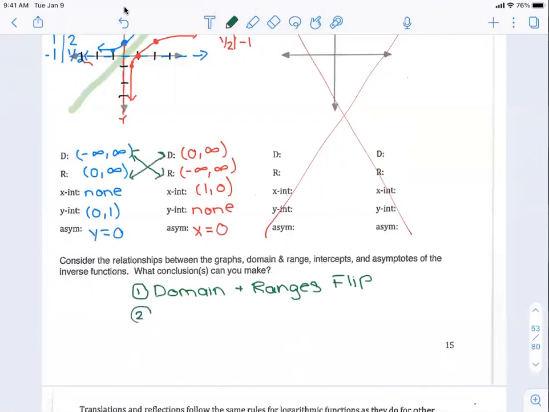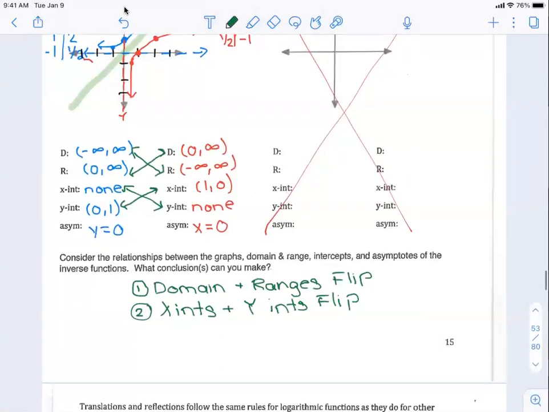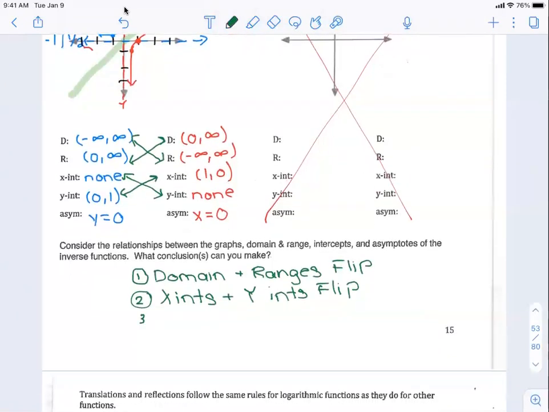Same with the x-intercepts and the y-intercepts. Now, obviously, you have to change where the x and the y is, because an x-intercept has a number for the x and the y-intercept has a number for the y. And same thing with the asymptotes.